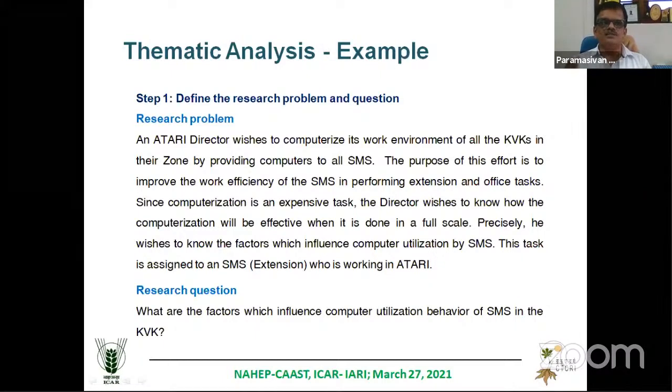Because you need a lot of money to give individual computers or laptops or mobile phones, a lot of investment is required. Any director or manager, research manager or extension manager, will be looking at how much it will be used. He wishes to know the factors which influence computer utilization by the SMS. The task is assigned to the SMS extension who is working in Atari. So the research question is, what are all the factors which influence the computer utilization behavior of the SMS in the KVK?